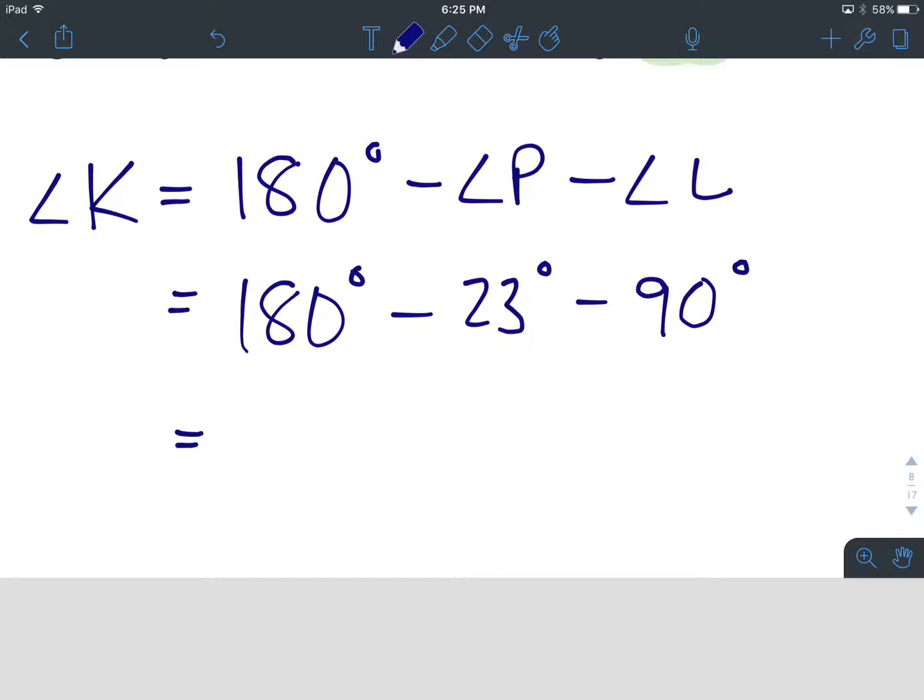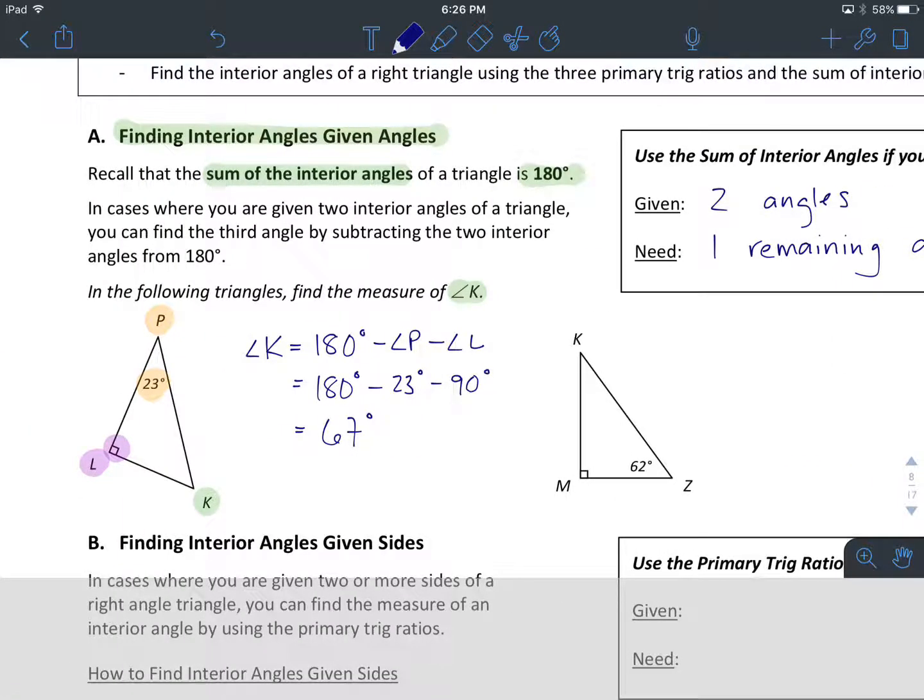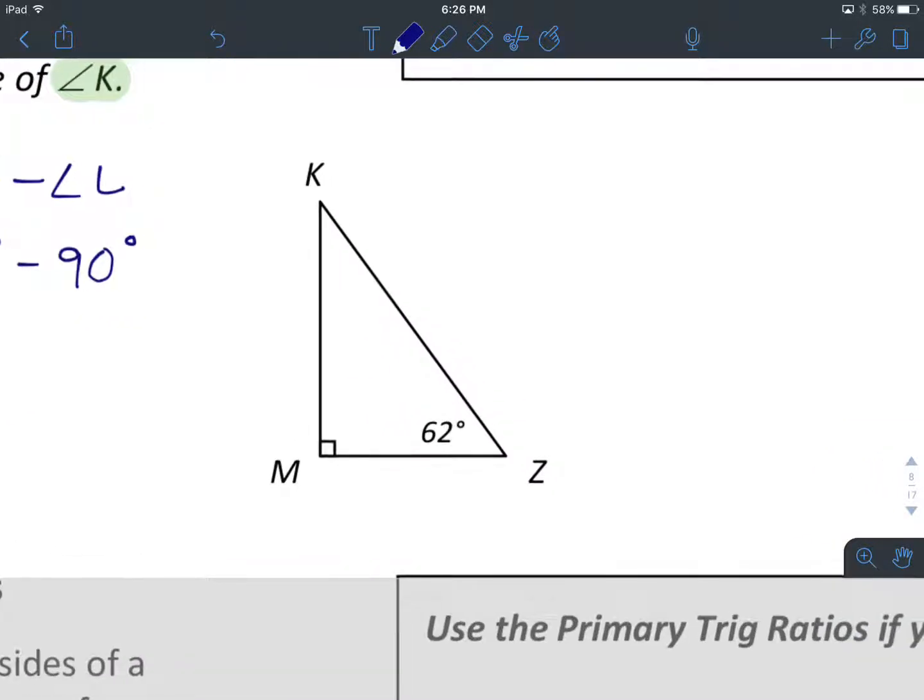So let's type that into our calculator. 180 minus 23 degrees minus 90 degrees. That gives us a total of 67 degrees. So this is how you find one missing interior angle given two other angles. So your turn to give it a try now.